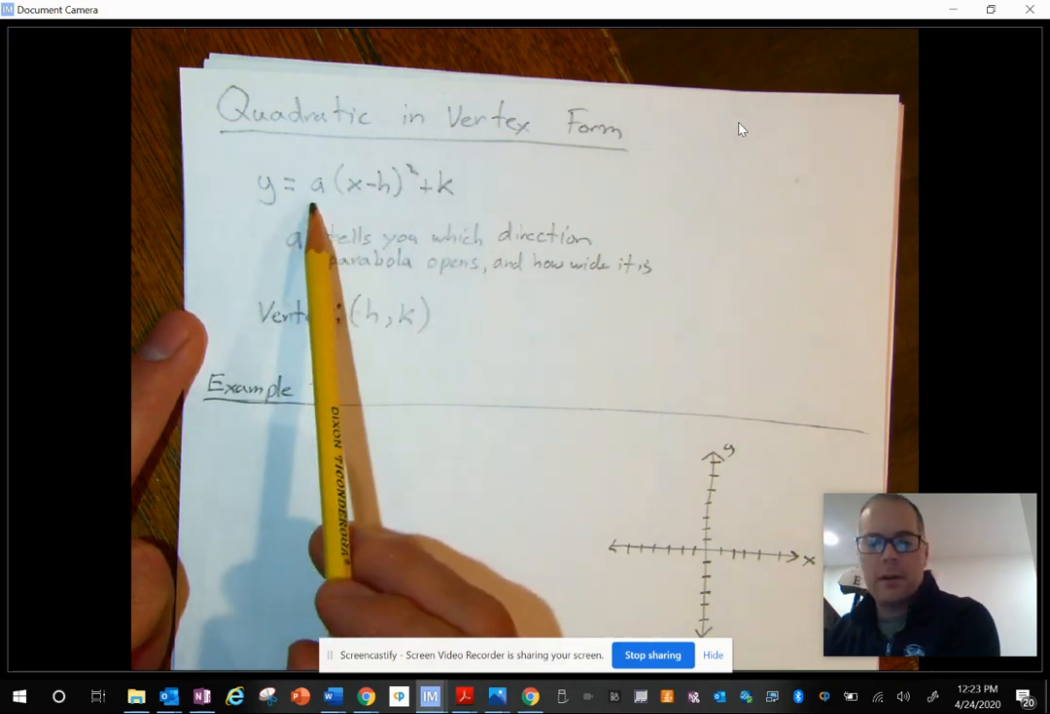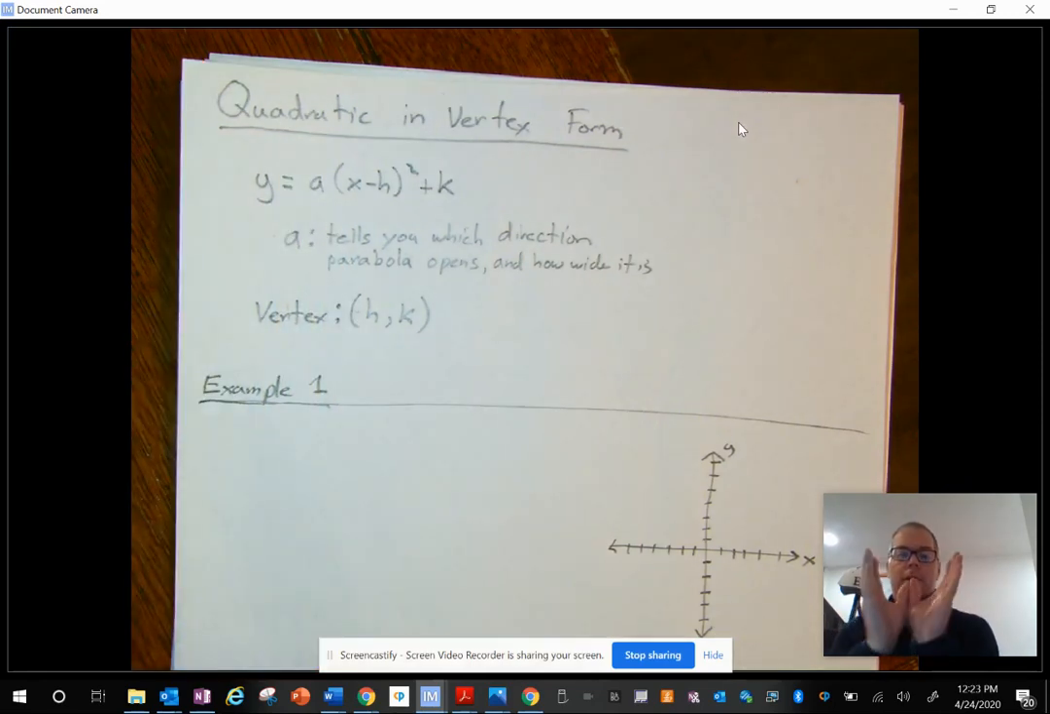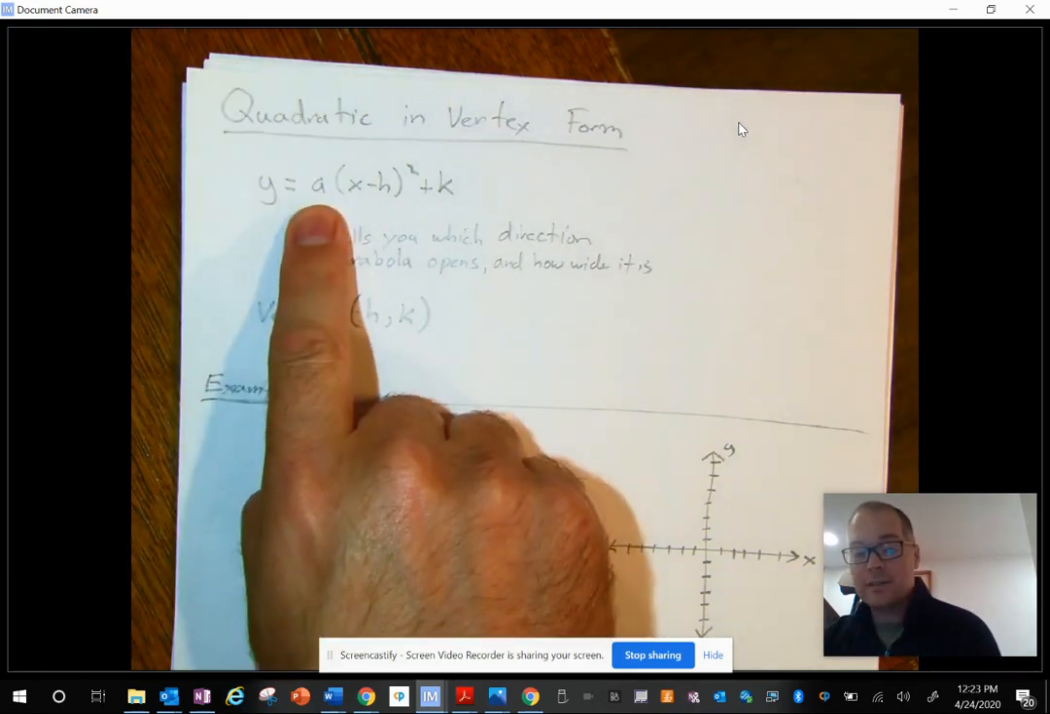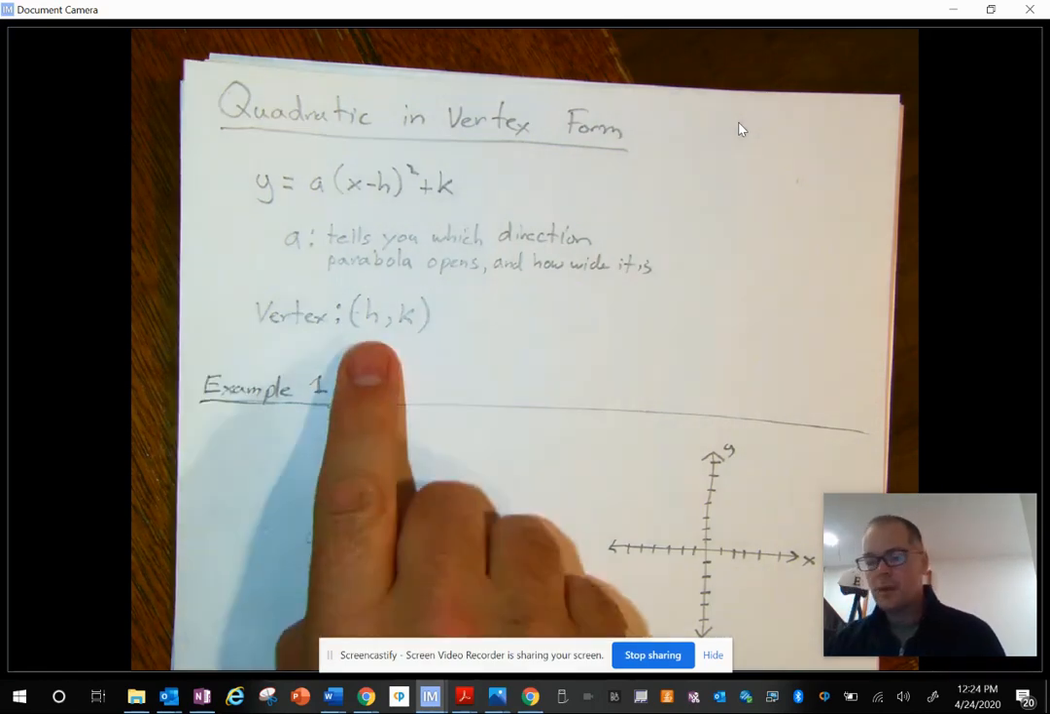Now a, this value right here, if it's positive, tells you that the parabola is opening upwards, right? So it opens like this, okay? If this value is negative, it tells you that the parabola opens downwards, like that. It also tells you how wide or narrow the parabola is.